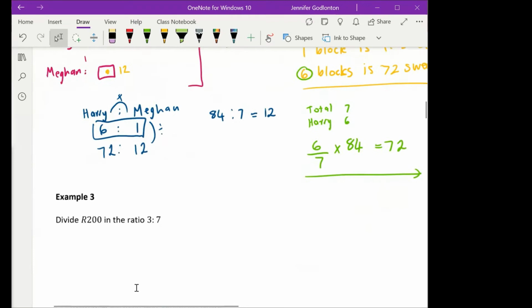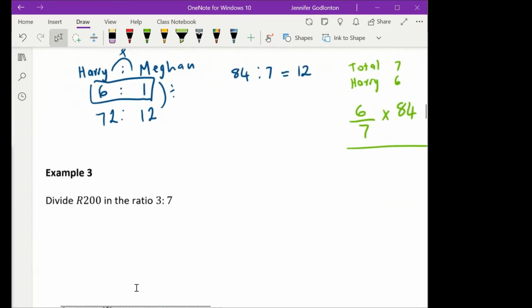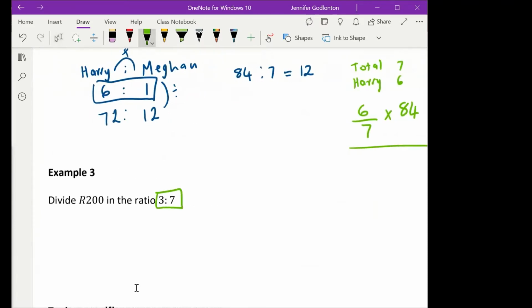Okay, no problem. So I want you to think about what we've just done now, and I want you to try and divide this 200 Rand into the ratio of 3 to 7. So it's not exactly the same as what we've just done, but it's similar. So I want you to try and divide 200 Rand into the ratio 3 to 7.